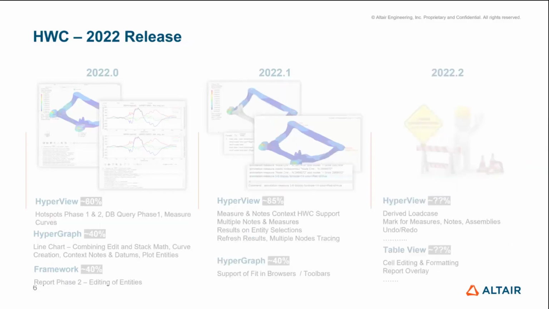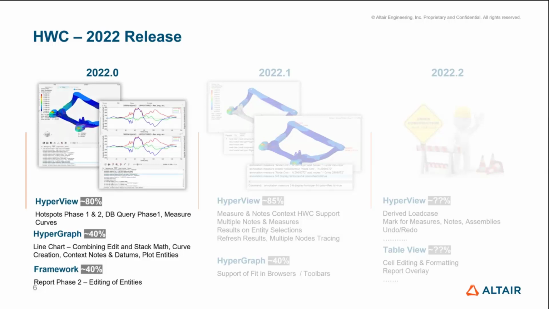For 2022, we increased HyperView to 80%, with hotspots, phase, and DB query, etc. HyperGraph made a huge leap. We were not able to show all the stuff live. Last time we showed only slides. I will do some of these demos at the end of this presentation. And framework, we increased to 40% with report phase 2.